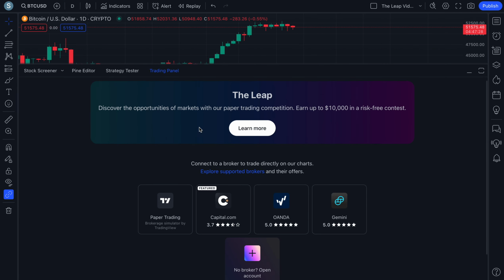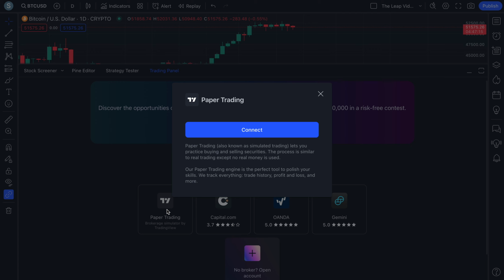What you want to do next is ensure that you are connected to our paper trading account. As you can see, it says Brokerage Simulator by TradingView. That's because this is a place to practice your trading. There is no real money on the line. It is paper trading. Think of it like a video game.